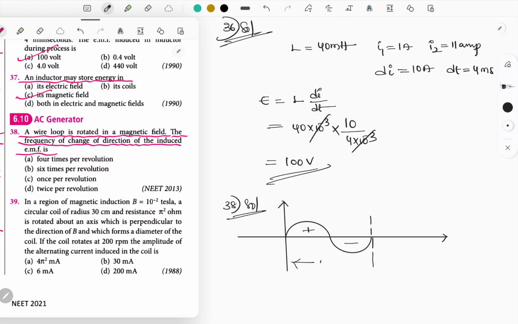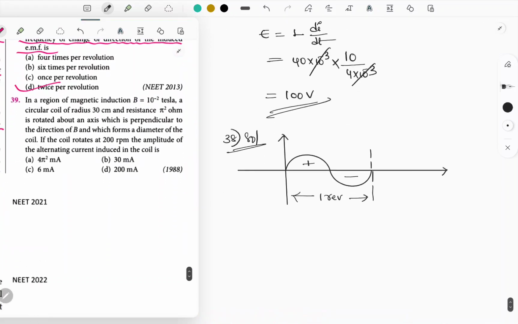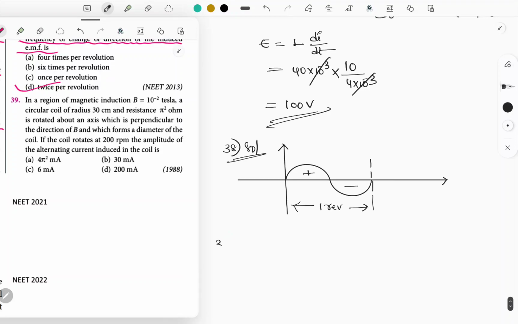In one revolution, its direction changes twice. Which option matches? Option D is correct. Got it? Okay. Question number 39. Let me solve that.